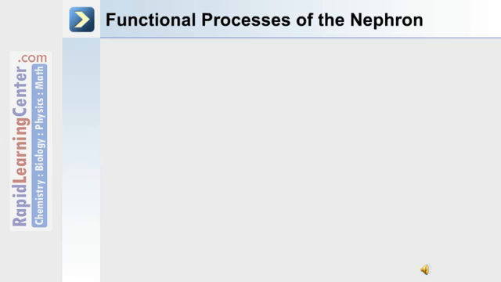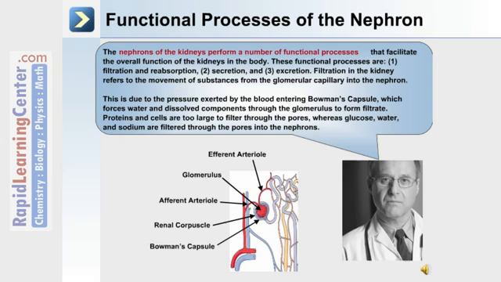The functional processes performed by the nephrons include filtration, reabsorption, secretion, and excretion. Filtration in the kidney refers to the movement of substances from the glomerular capillary into the nephron. This is due to the pressure exerted by the blood entering Bowman's capsule. This forces water and dissolved components through the glomerulus to form filtrate. As we mentioned, proteins and cells are too large to filter, whereas glucose, water, and sodium are filtered through the pores into the nephrons.